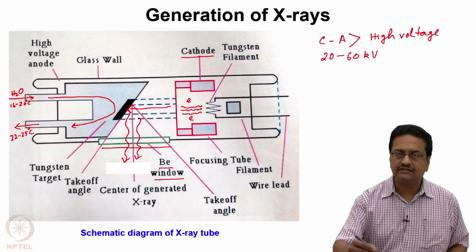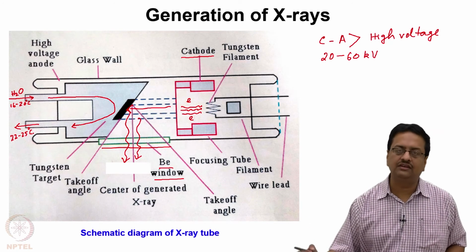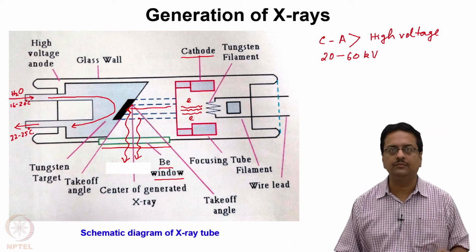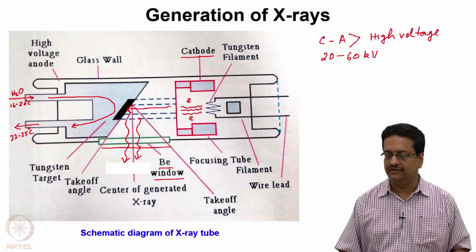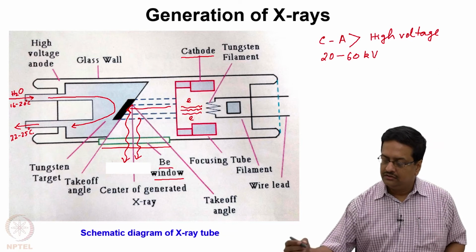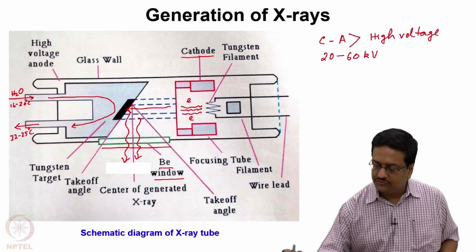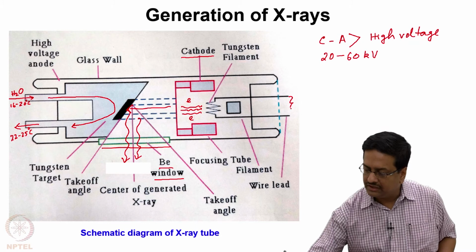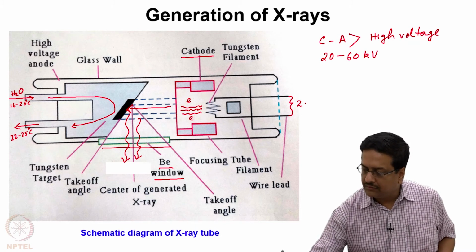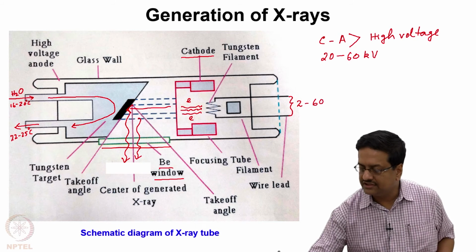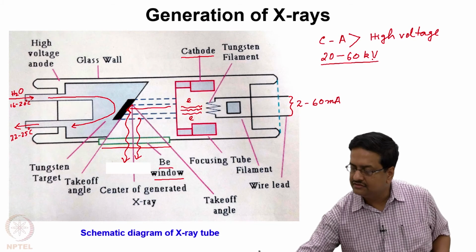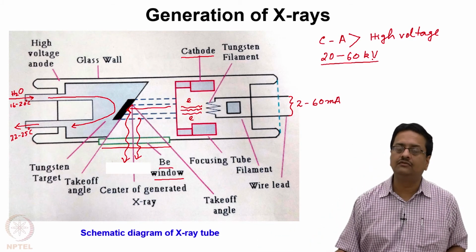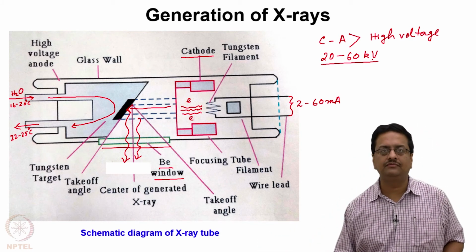And then this water is circulated using a water circulating chiller which maintains the temperature of the input water at about 16 to 20 degrees centigrade. So in this X-ray tube, on the filament, we apply current from about 2 to 60 milliamps, and as I indicated, the voltage is about 20 to 60 kilovolt depending on what kind of X-ray tube that we are using.